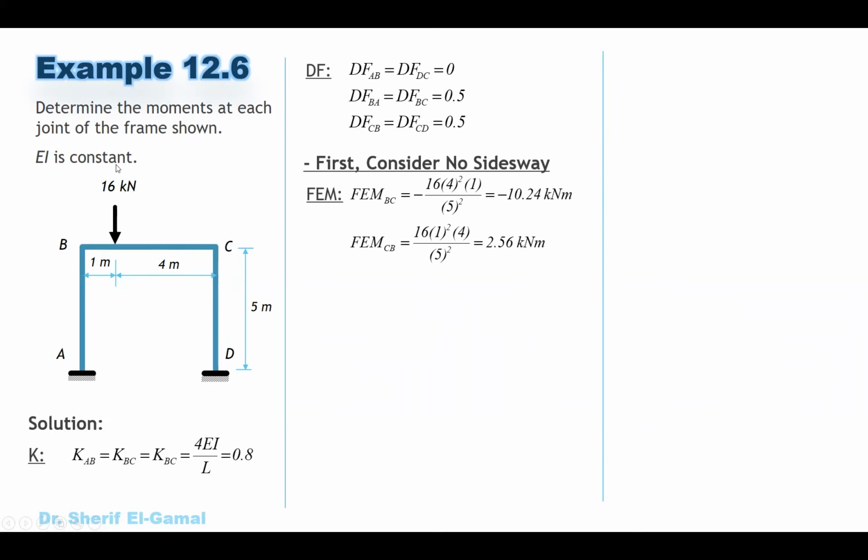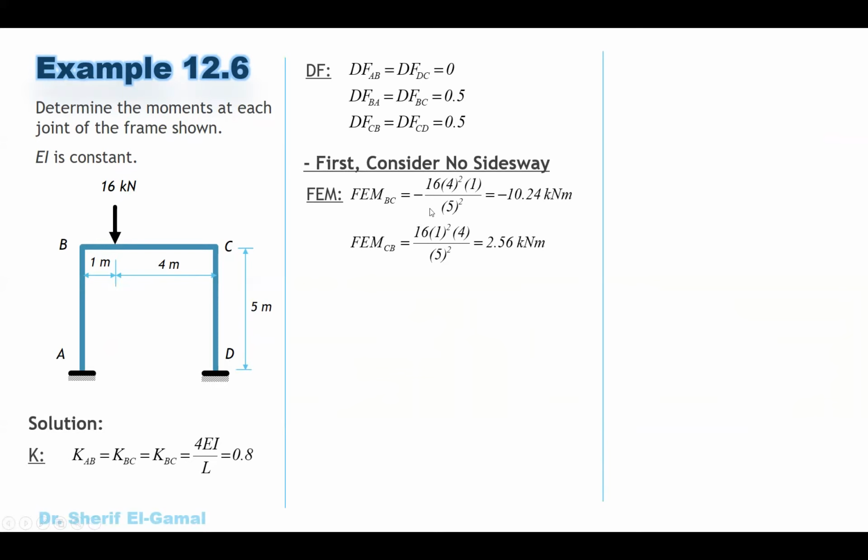So it will be 16 times 4 square times 1 divided by 5 square. Okay. So if you want to get the moment at the other end from the fixed end moment table, there is an equation. It will tell you 16 multiplied by the far end square multiplied by the near end divided by the total length square. And this is the moment.